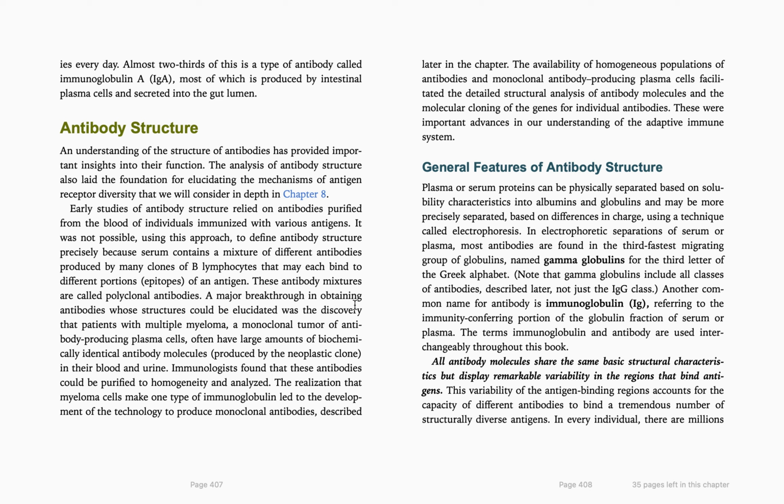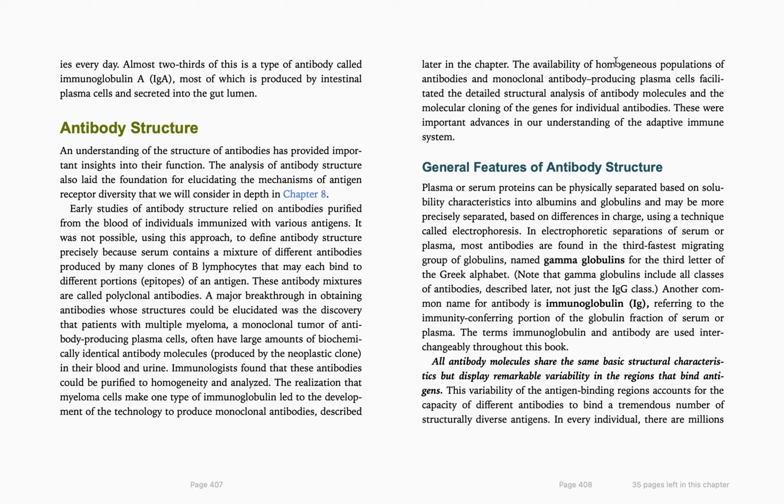A major breakthrough in obtaining antibody whose structure could be elucidated was the discovery that patients with multiple myeloma, a monoclonal tumor of antibody-producing plasma cells, often have a large amount of biochemically identical antibody molecules produced by neoplastic clones in their blood and urine. Immunologists found that these antibodies could be purified to homogeneity and analyzed. The realization that myeloma cells make one type of immunoglobulin led to the development of technology to produce monoclonal antibody, described later in the chapter.